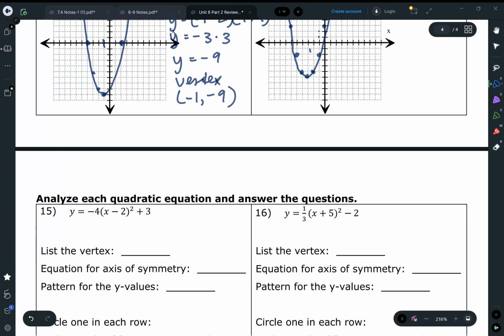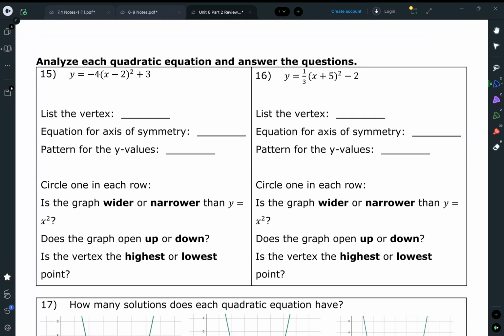All right, last page. We are analyzing the quadratic. First, we're going to list the vertex. So the vertex is 2, 3, which means my equation for my axis of symmetry. So remember, axis of symmetry is that line that goes down through the middle. It's a vertical line, so it's an x equals. It crosses through the vertex, so it's x equals 2. That is my x value at the vertex. My pattern for the y values, because of that negative 4, is going to be a negative 4 times 1, 3, 5, 7. Which means negative 4, negative 12, negative 20, negative 28.